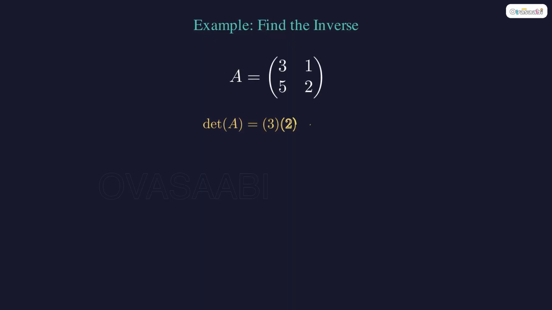Let's try an example. Find the inverse of this matrix. First, calculate the determinant. 3 times 2 minus 1 times 5 equals 1.